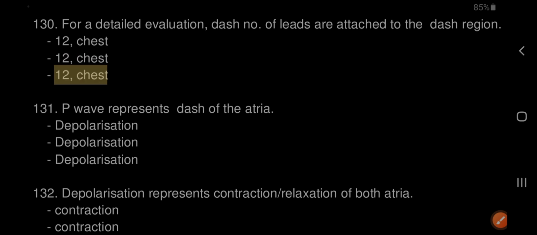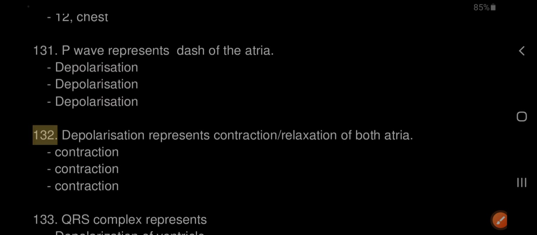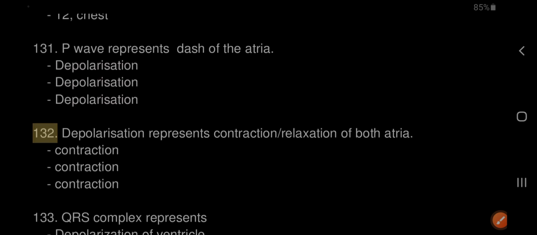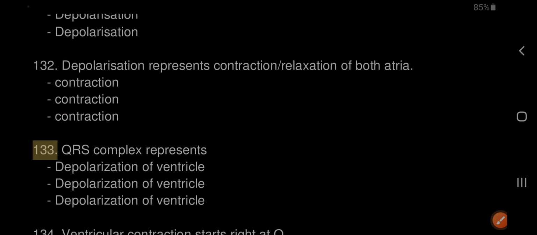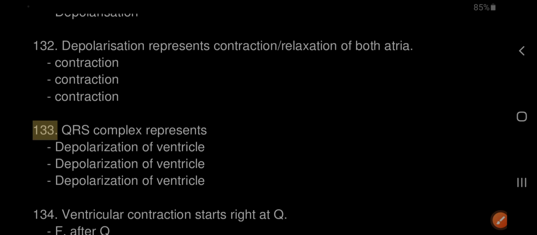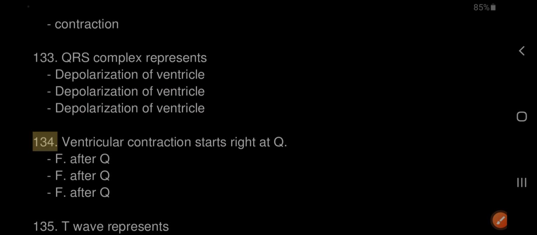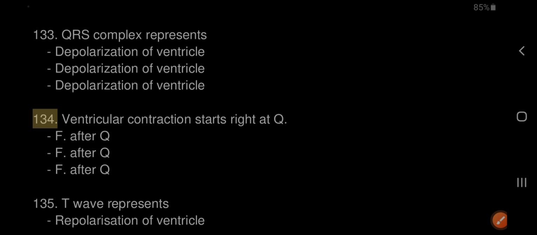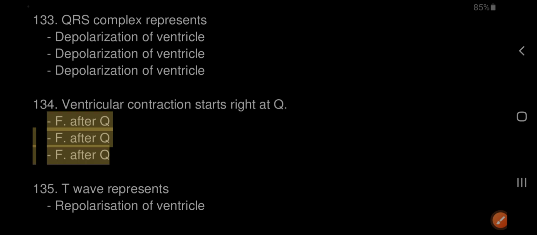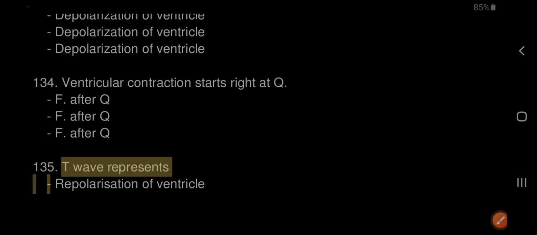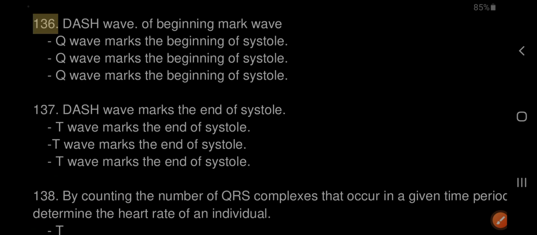Depolarization. 132. Depolarization represents dash of both atria. Contraction. 133. QRS complex represents depolarization of ventricle. 134. Ventricular contraction starts right at Q. False, after Q. 135. T wave represents repolarization of ventricle. 136. Dash wave marks the beginning of systole.